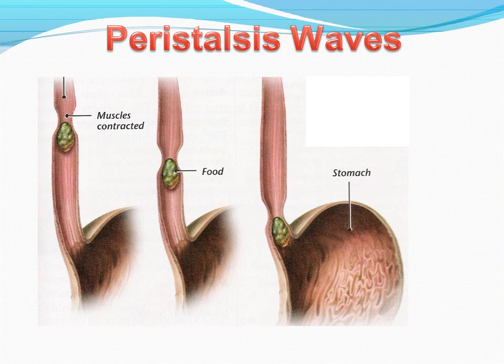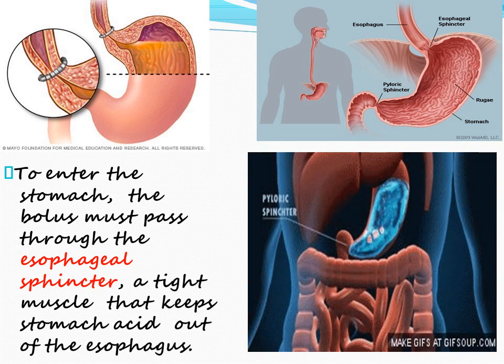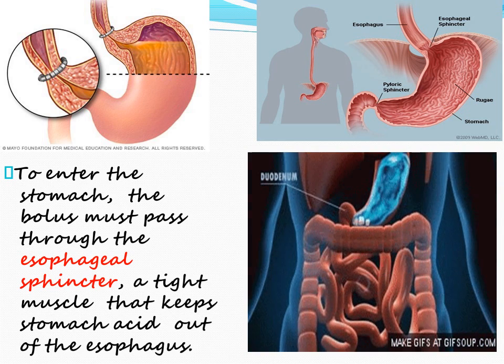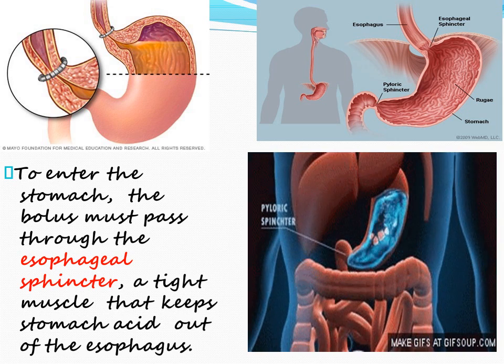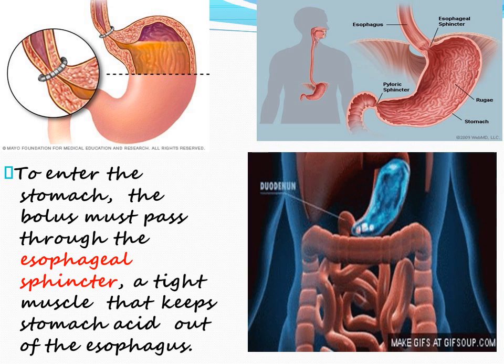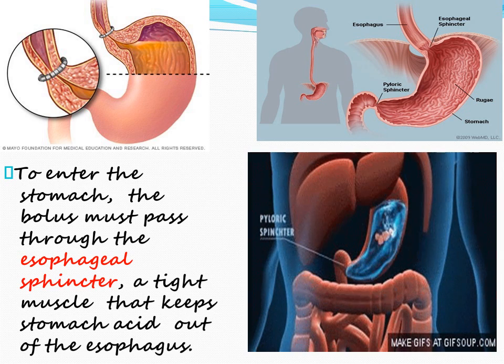This picture clearly shows how the bolus enters the stomach through the movement which takes place throughout the esophageal tube. To enter the stomach, the bolus must pass through the esophageal sphincter, which is a tight muscle that keeps the stomach's acid out of the esophagus.